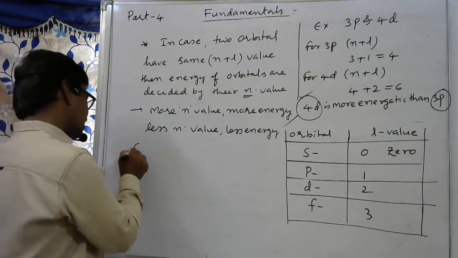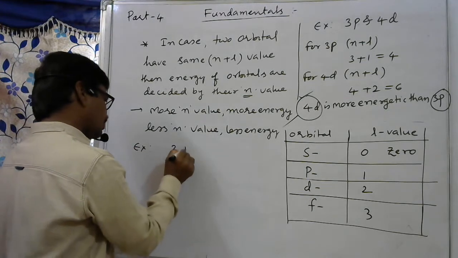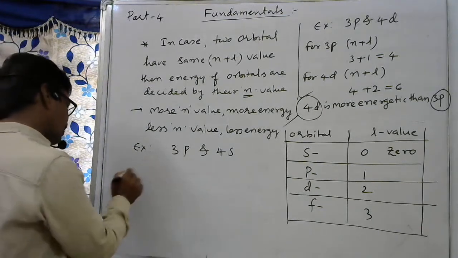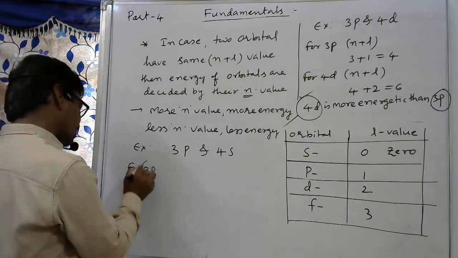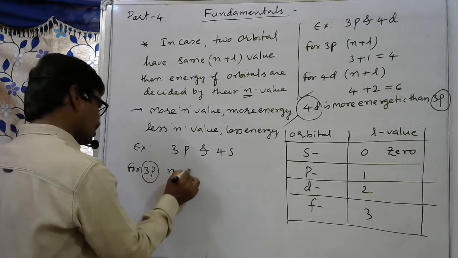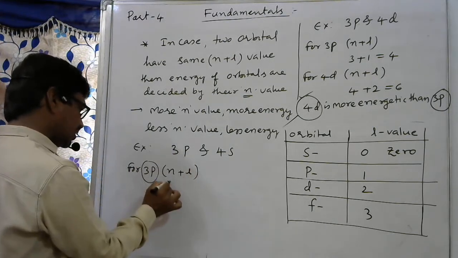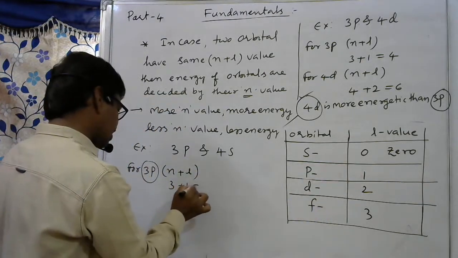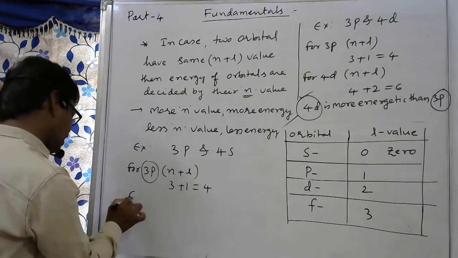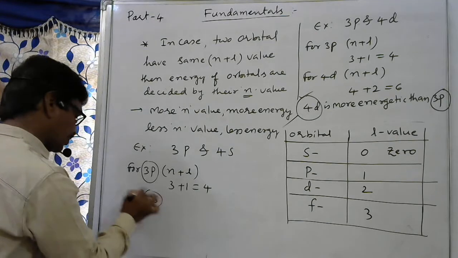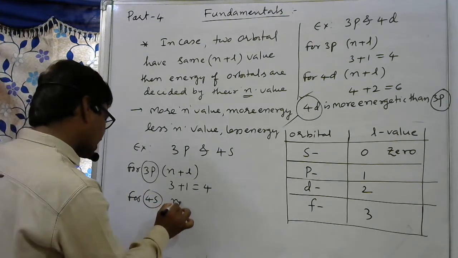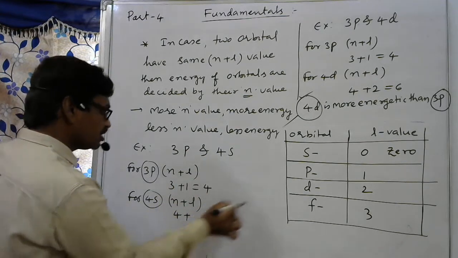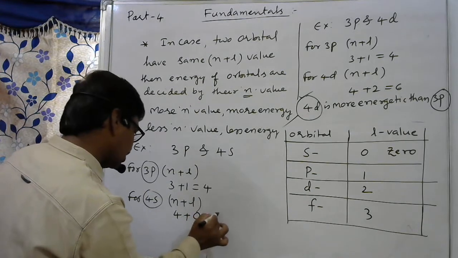For example, here I am taking two orbitals, 3p and 4s. For the 3p orbital, n plus l value: n is 3. For a p orbital, what is the l value? 1. How much is it? 4. Similarly, for the 4s orbital, n plus l value is how much? n value 4 plus l value how much? For an s orbital, 0. So here also it is 4.